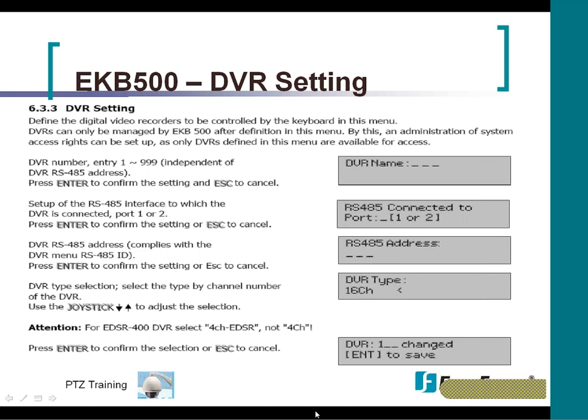So if you do have the DVR locked away somewhere, you can have the EKB500 sitting in front of you, and this will control your PTZs and the menu of your DVR, so you do not have to be in front of the DVR at all times. You can control both the DVR and the PTZ camera all from this keyboard.